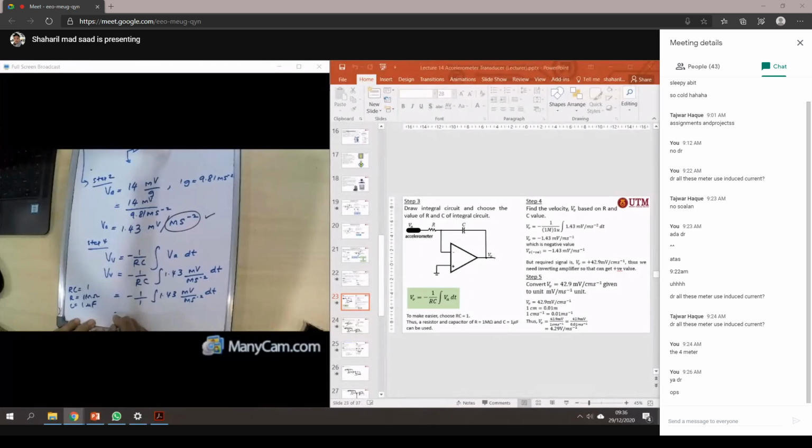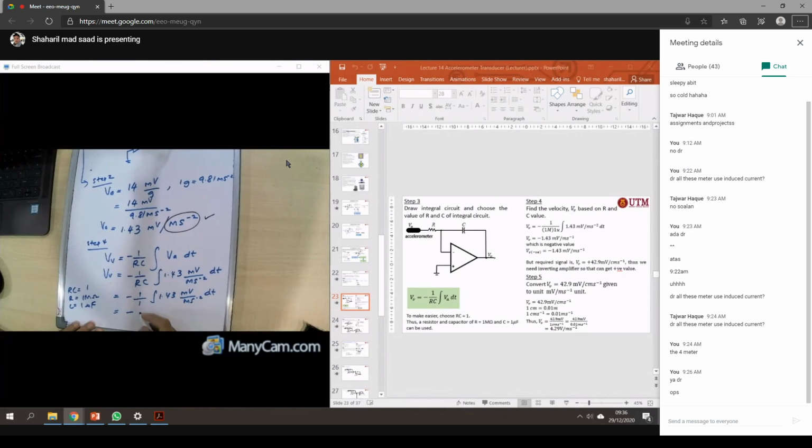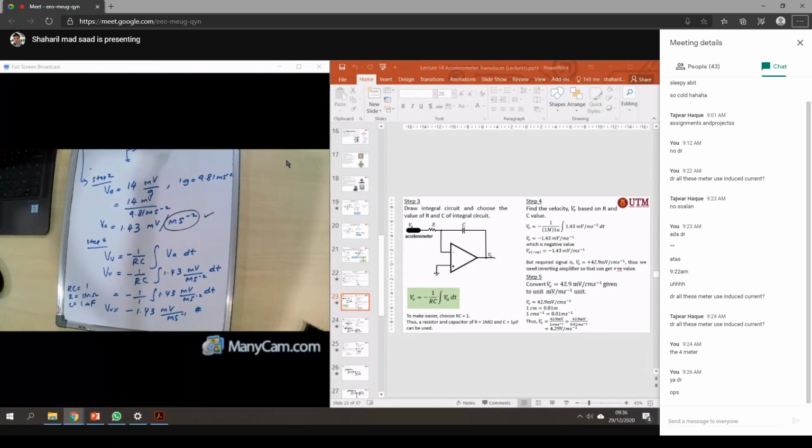Now, what you will get here is minus. So this one, you will integrate. That means this meter per second squared will be lost. It will become millivolt. Now it is meter per second only. Okay, this is the concept.